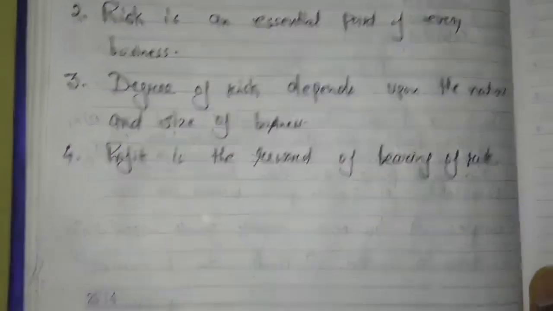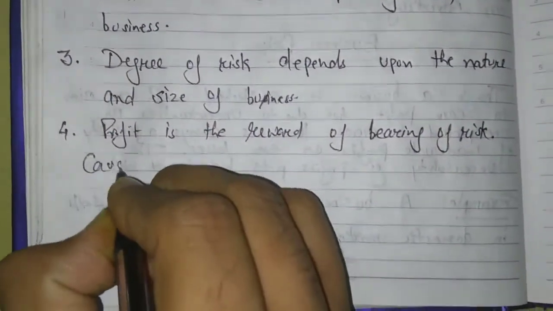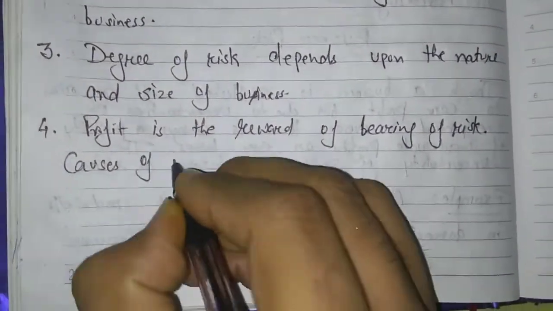Now the next topic is causes of business risk. It means what are the reasons for business risk.